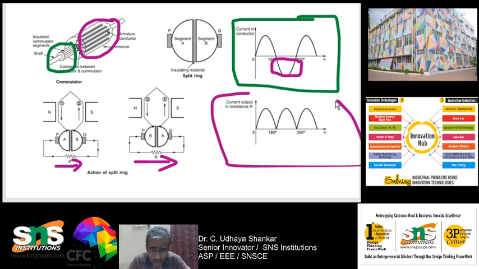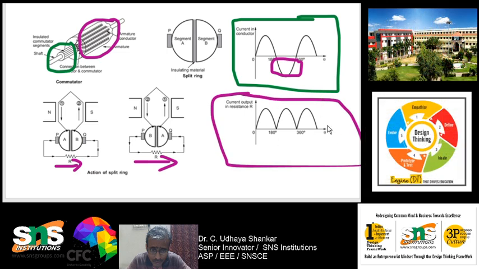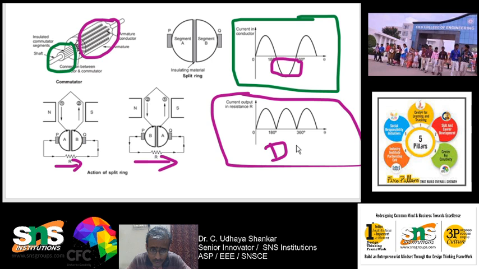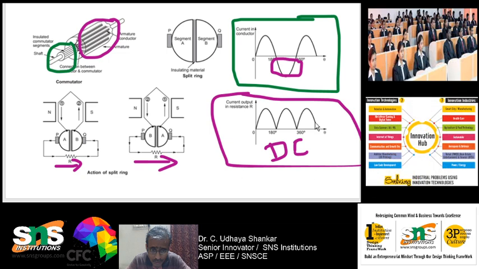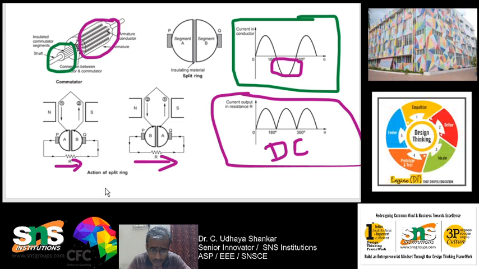Since the load circuit has the same current direction in both positive and negative cycles, the negative cycle is converted to a positive cycle. So this is nothing but your DC. A DC is nothing but a waveform that is unidirectional, that is called DC. So this is how the split ring converts the internal AC EMF to external DC EMF. Is it okay?